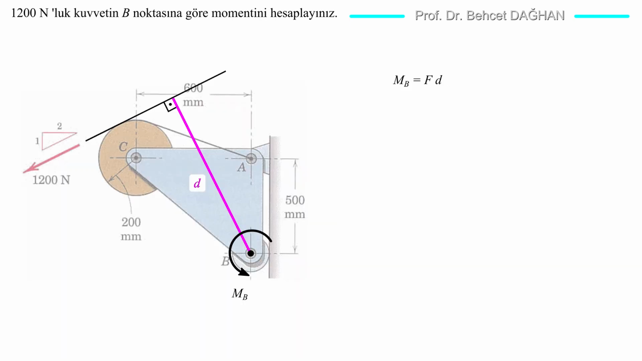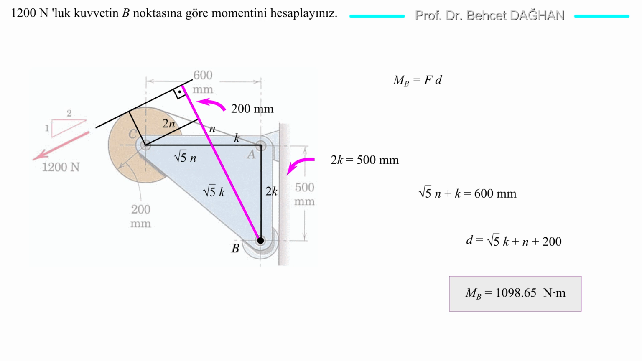We can find the moment of the force relative to point B using the equation F times d. But how do we find the distance d? I recommend pausing the video and thinking about this. Think about how I can find the distance d. Let's move on.